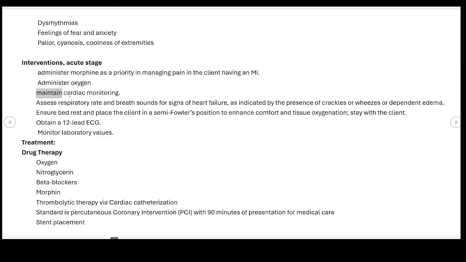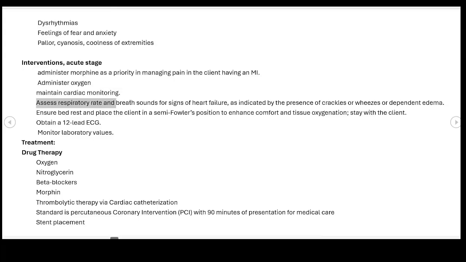Now, again, you want to put the person on the cardiac monitor so that you can monitor the electrical activities of the heart and see if we have any changes or not. You also get an EKG to see if there's an elevation to the ST segment or a depression to the ST.